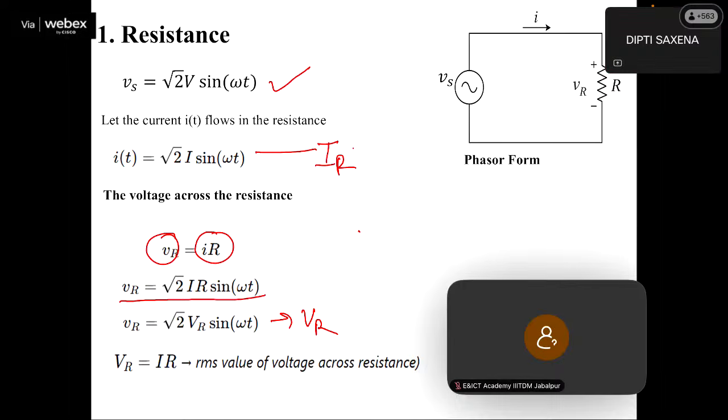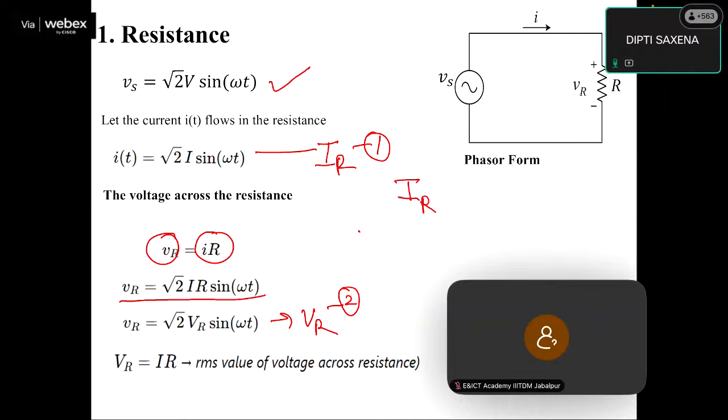Now look at equation number 1 and look at equation number 2. Now what we want to do is write both equation 1 and equation 2, that is, I want to write both the current and the voltage in phasor form. So let us write the current.